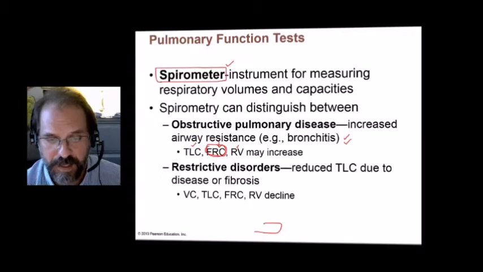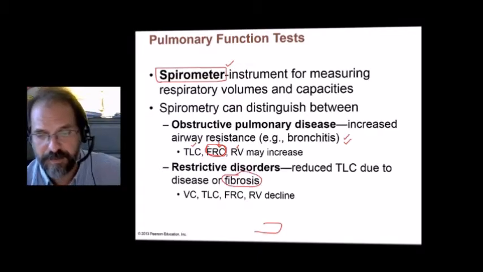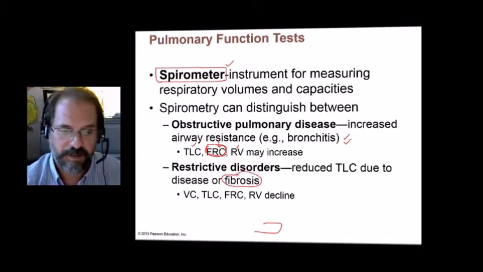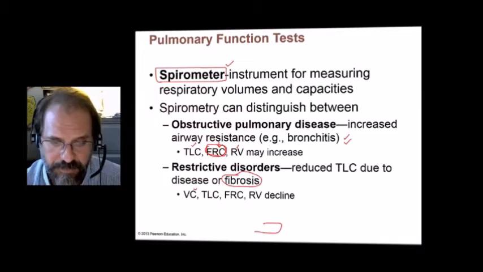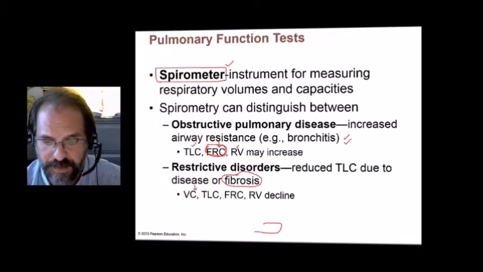you can actually move. Restrictive disorders tend to be conditions that cause the lungs to lose their compliance. So the chief culprit here would be pulmonary fibrosis. Since it's harder to expand the lungs, your vital capacity goes down. And likewise, your functional reserve capacity goes down as well.